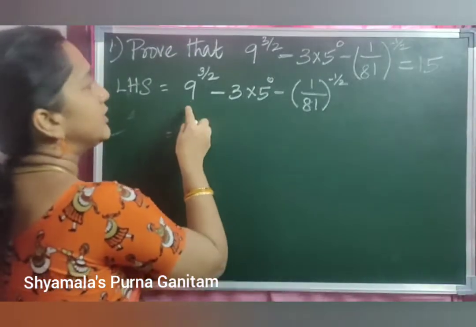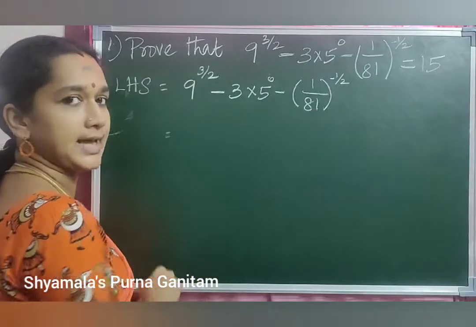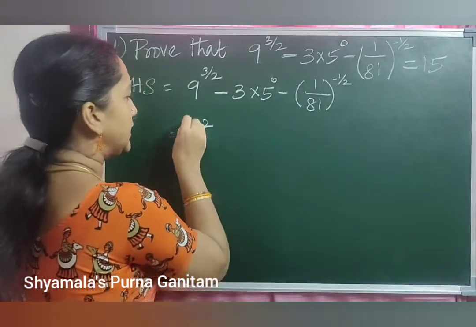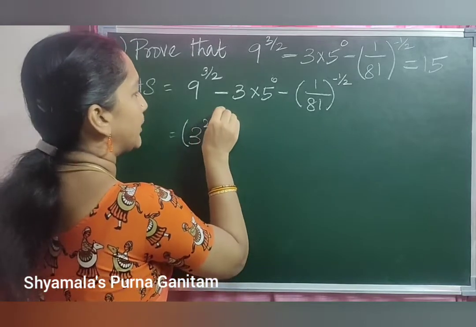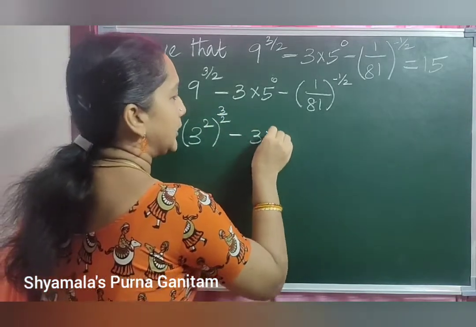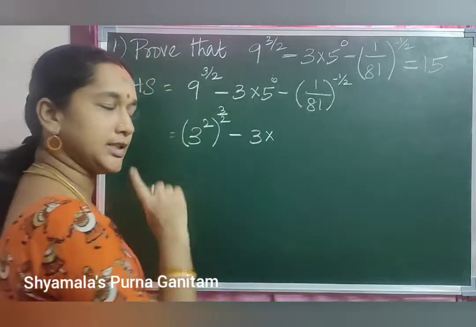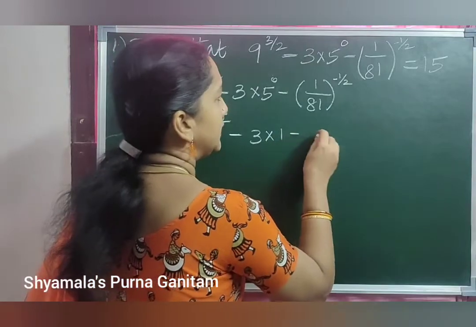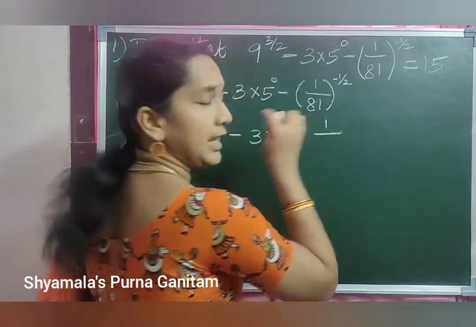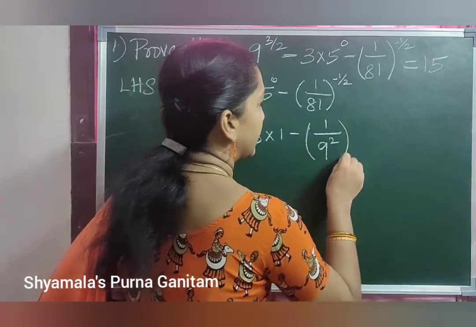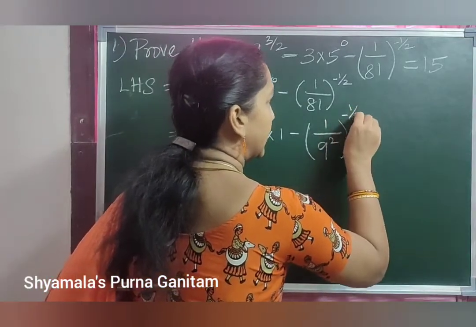So this one we will expand. This 9 we can write as 3 power 2. So this one will be 3 power 2 whole power 3 by 2 minus 3 into 5 power 0, which is 1. Anything power 0 is 1. So 3 into 1 minus 1 by 81 is 9 power 2 whole power minus 1 by 2.